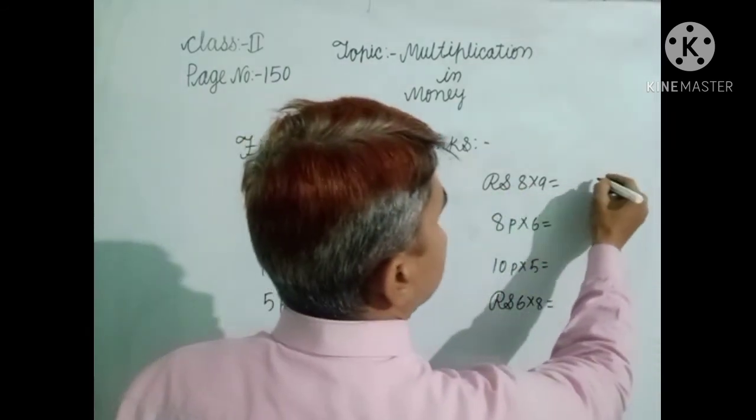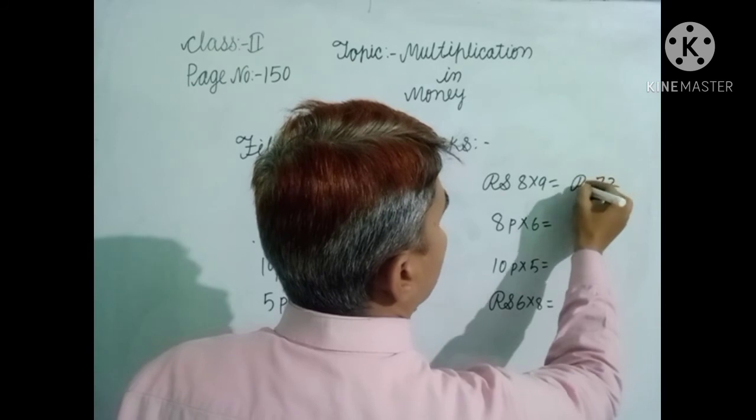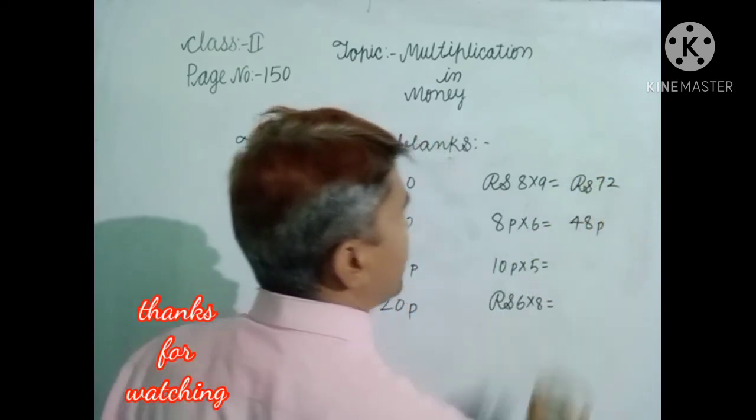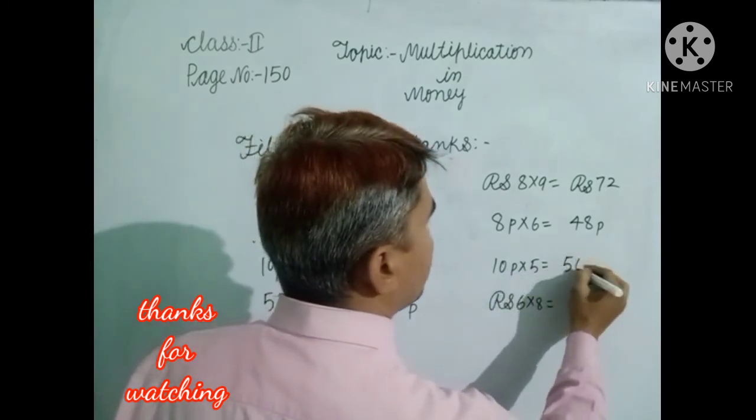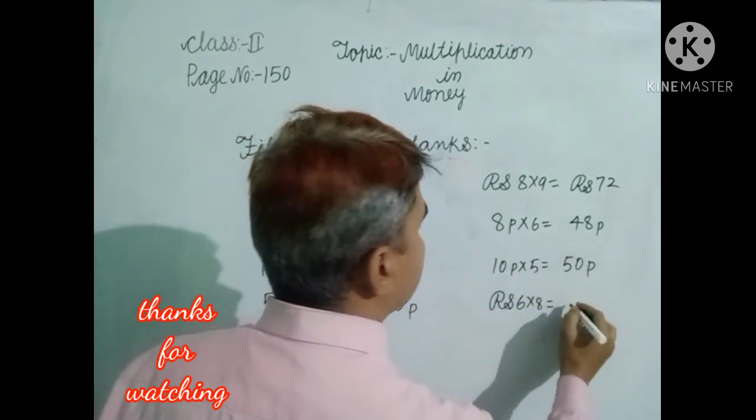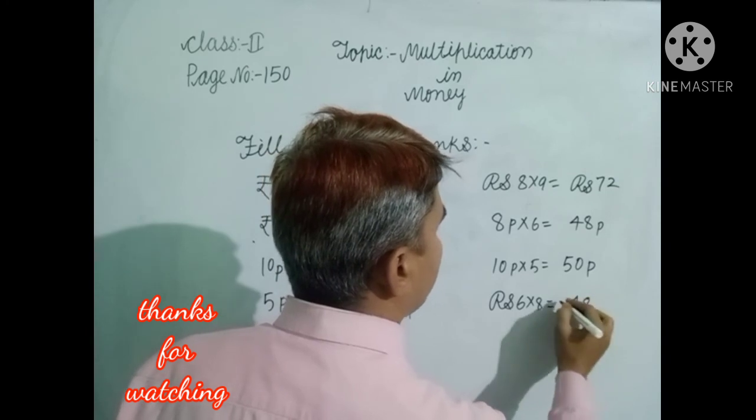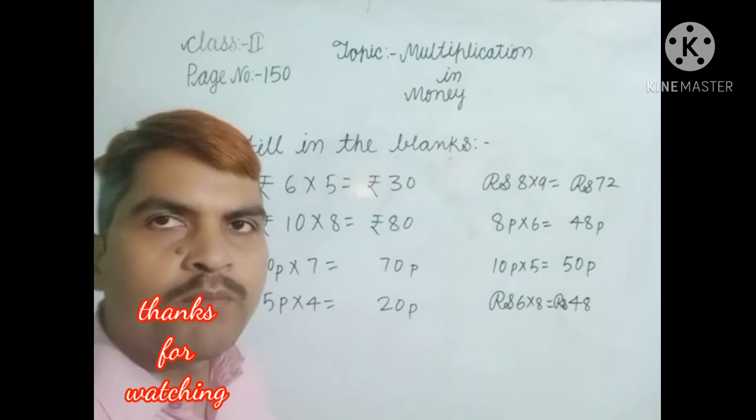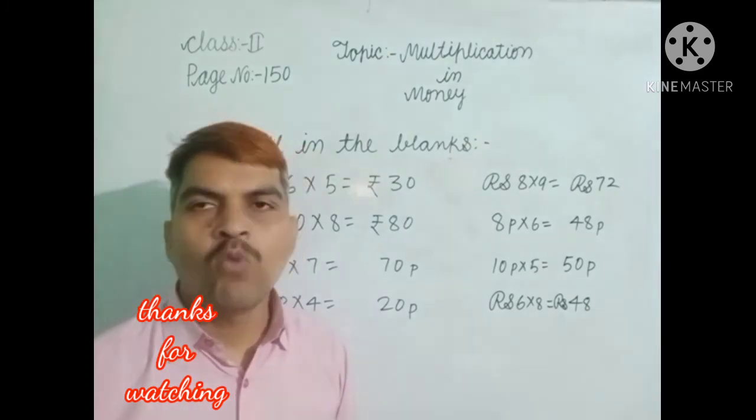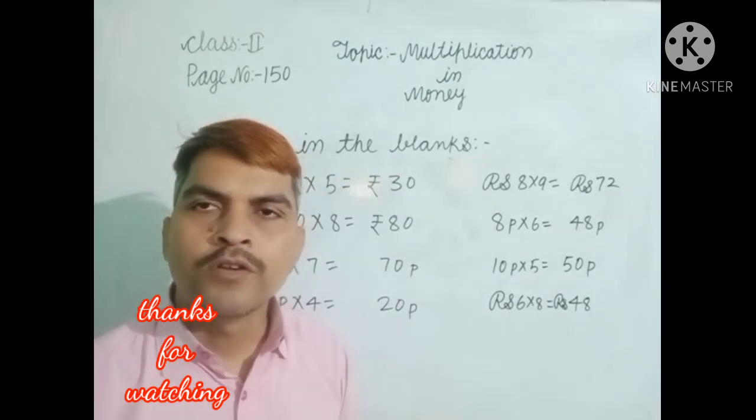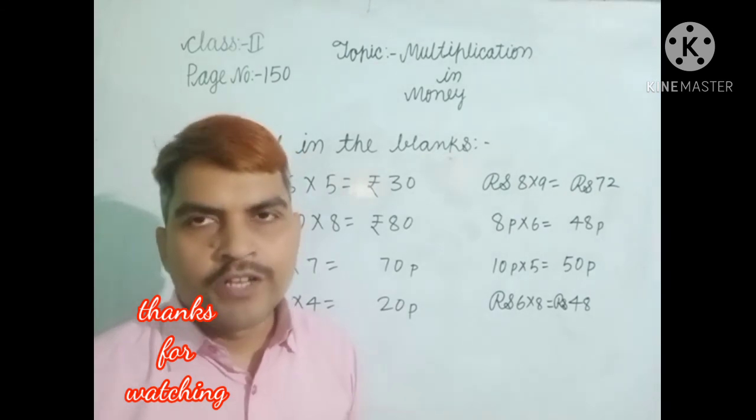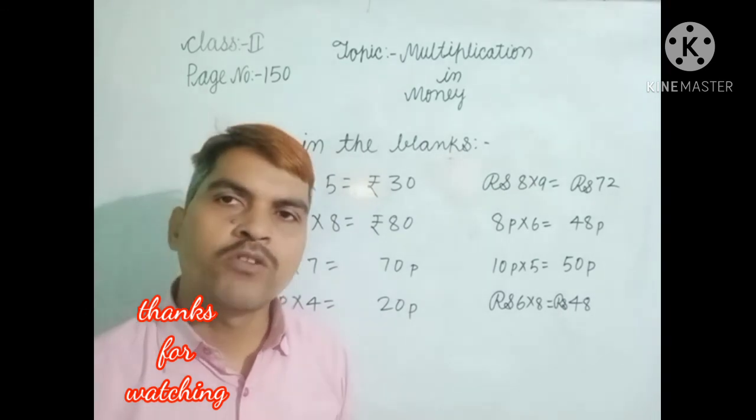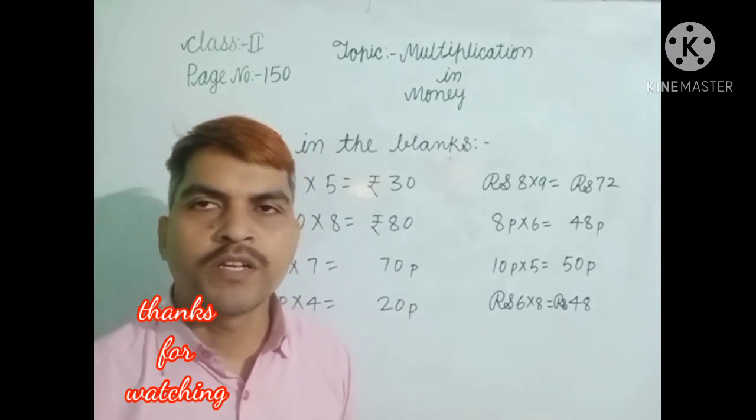Here 8 nines are 72, write rupees, and here 8 sixes are 48, write paise. 10 fives are 50, 50 paise, and 6 eights are 48 rupees. In this way, dear students, you find out how to fill in the blanks, how to multiply. When you multiply, use the ordinary method and you find the answers. I hope that you understand.